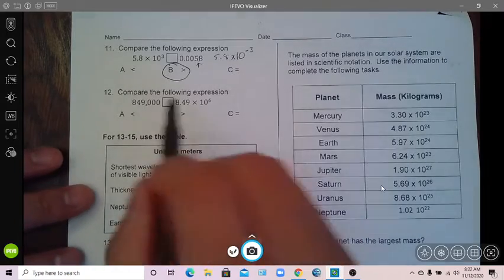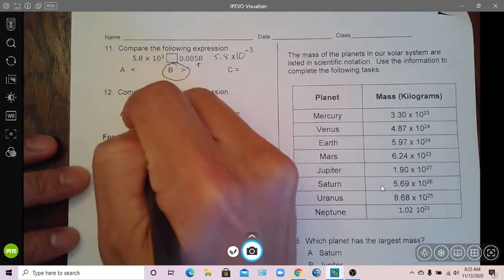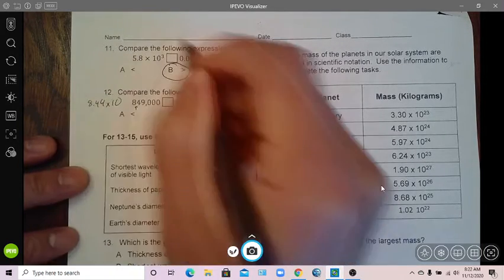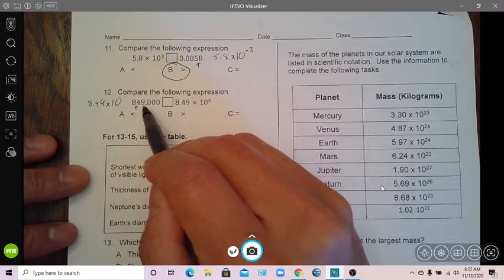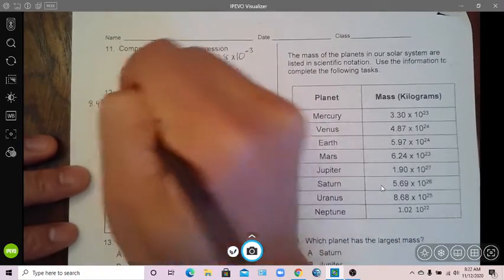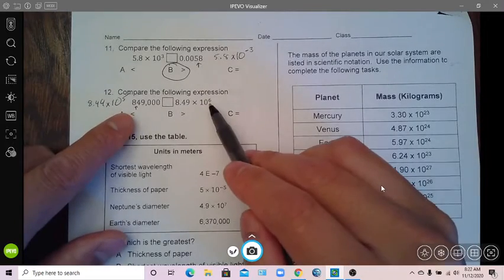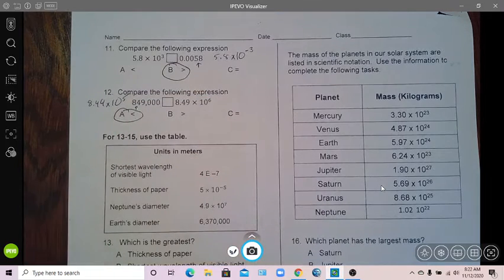Number 12, let's take a look here. If I put the decimal here between the 8 and the 4, 8.49, that means I have to move the decimal past the 4, past the 9, that's 2 spaces, and then past the 3 zeros, that'd be 5 spaces. So this would be 10 to the 5th. This is 10 to the 6th. Okay, so 10 to the 6th is bigger than 10 to the 5th.